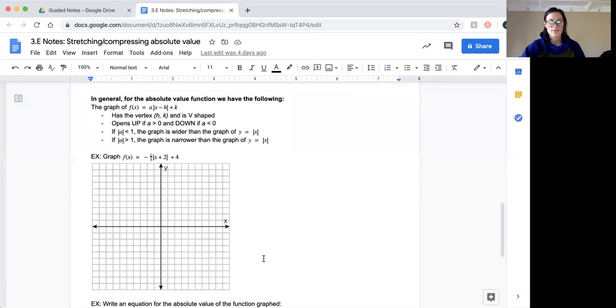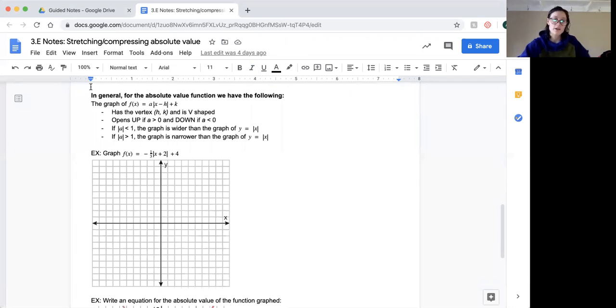And then moving on, we have kind of in general, for the absolute value function, we have the following. So the graph of f of x equals a times the absolute value of x minus h, plus k, has the vertex at (h, k). So the vertex points are this h and that k. All right, so that means that we have minus h. So if we have like x minus 4, plus 3, that means our vertex is (4, 3), not (-4, 3), okay? So that's a little tricky thing because it's minus h. And so when it's minus, it's going to be a positive point. And when it's positive, it's going to be a negative point.